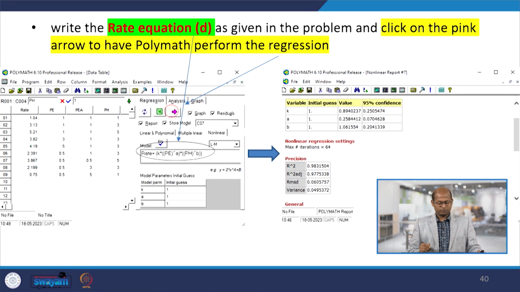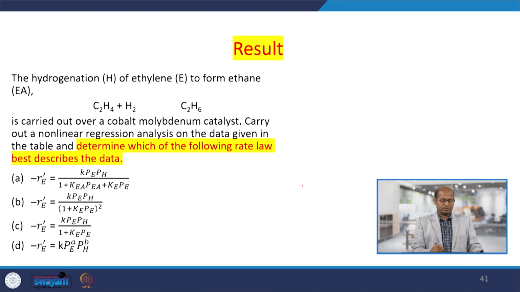Now, putting rate equation D here and getting the results, k, a and b are the 3 parameters that come, the corresponding values would be like this, and the variance value is this. So, these reactions we have considered with these 4 rate equations, and which one would be suitable for these reactions we do not know. But we have done the regressions, and now we have to compare each result.